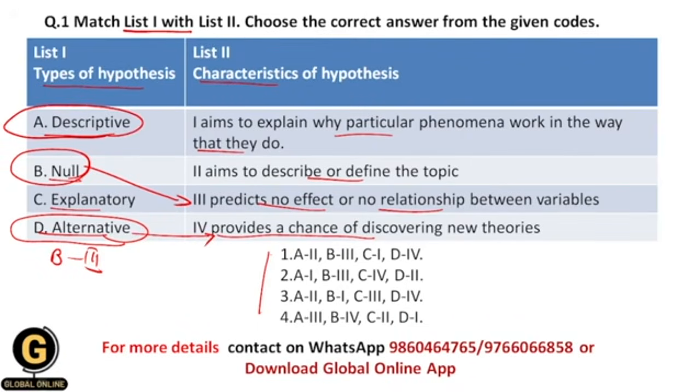As the name suggests, descriptive, within the descriptive hypothesis it describes the topic, and that's why A will go for 2, aims to describe or define the topic, and the remaining option is explanatory, C. Obviously it will match with 1, that is aims to explain why particular phenomena work in the way that they do. Okay, that's why your correct answer is 1, that is A is going for 2, B is going for 3, C is going for 1, and D is going for 4.